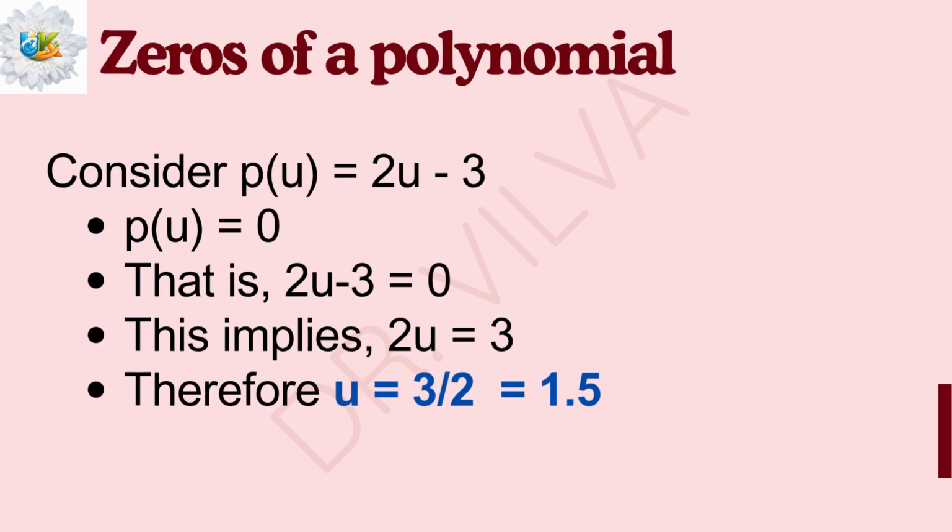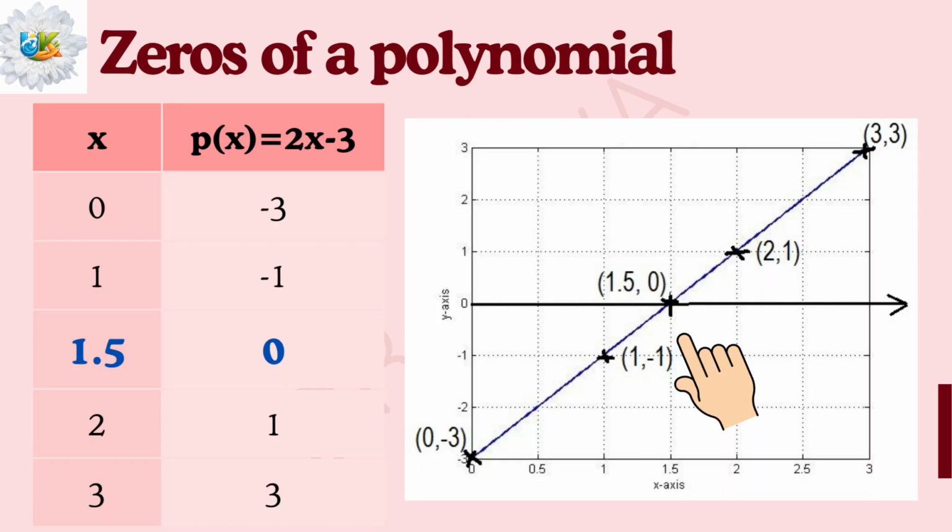The previous example, u is 3 by 2, which is 1.5. Let us see the graph. If we graph a linear polynomial, it is a straight line that hits the x-axis exactly once. The x-coordinate of that intersection is the 0. It is exactly at 1.5.